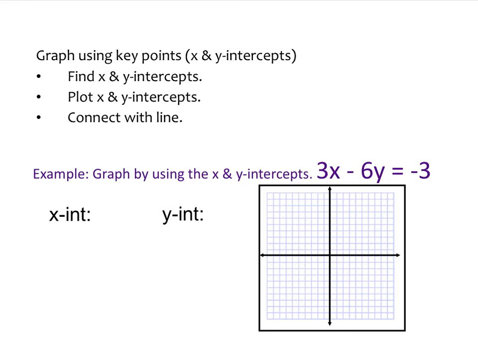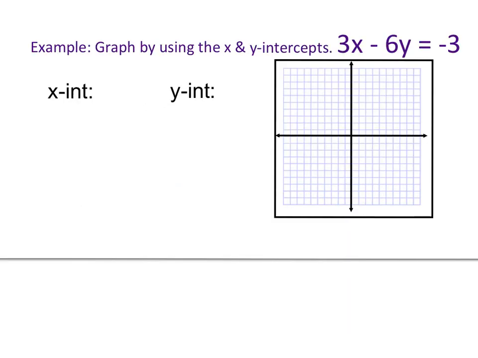We will be doing this tomorrow with quadratic equations, which is why today with linear equations we are getting a preview. So let's look at the example. Graph by using the x and y-intercepts of 3x minus 6y equals negative 3.